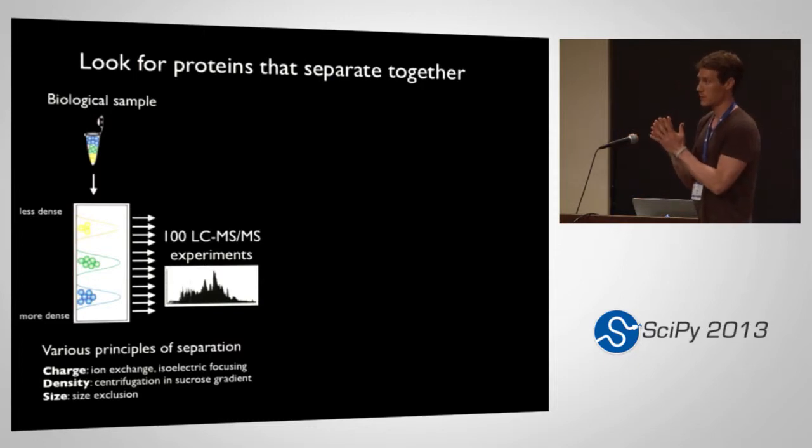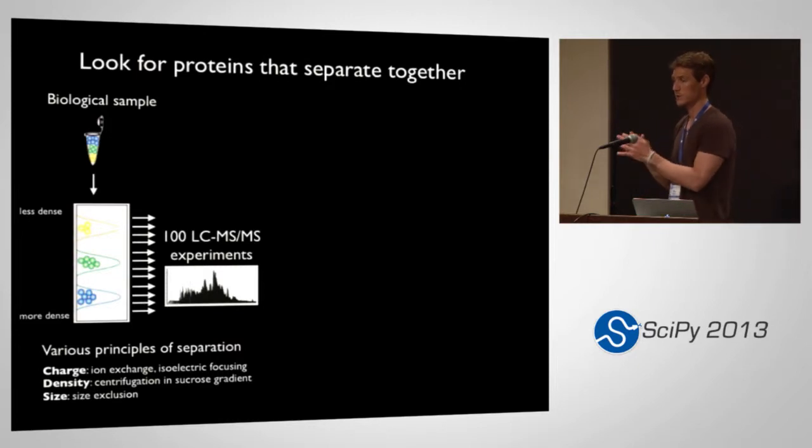And if you separate the sample in a number of different ways, for example, we can separate samples by charge, by density, by size. You can use a lot of different independent means of separating out your sample, so that when you find proteins that do seem to be stuck together, it's less likely that it's by chance.